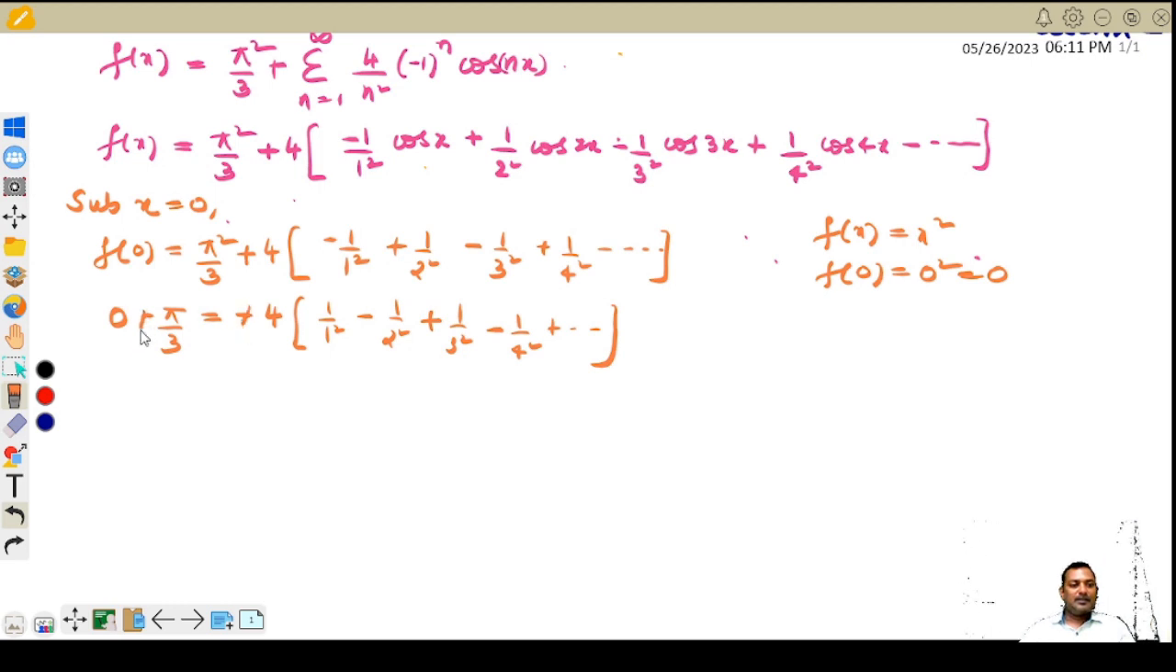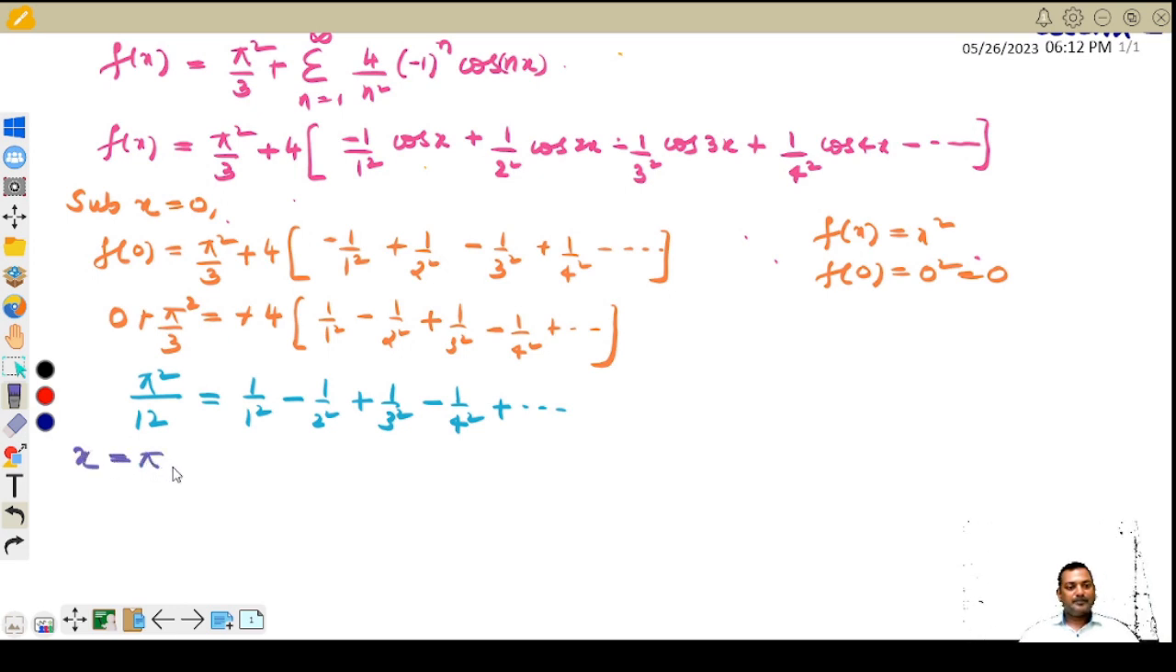So this minus and minus get cancelled. So finally you will get, cross multiplying 4, pi square by 12 is equal to 1 by 1 square minus 1 by 2 square plus 1 by 3 square minus 1 by 4 square plus so on. So this is the first result.